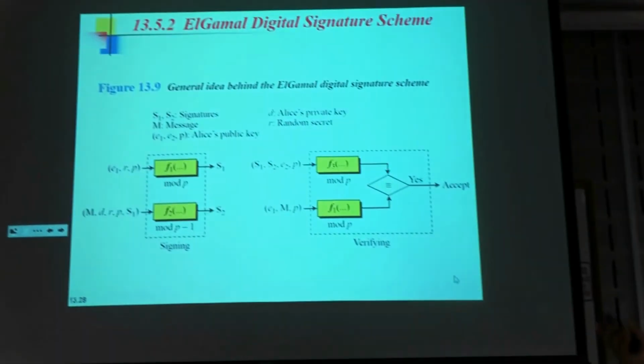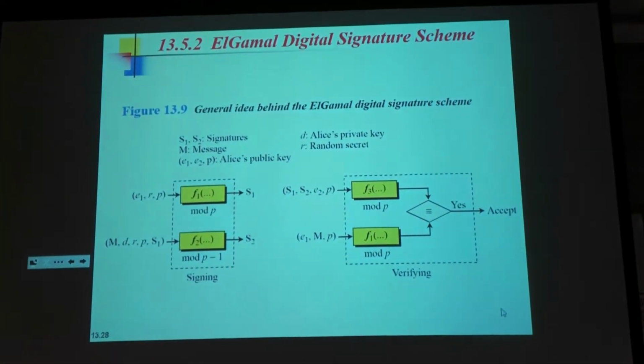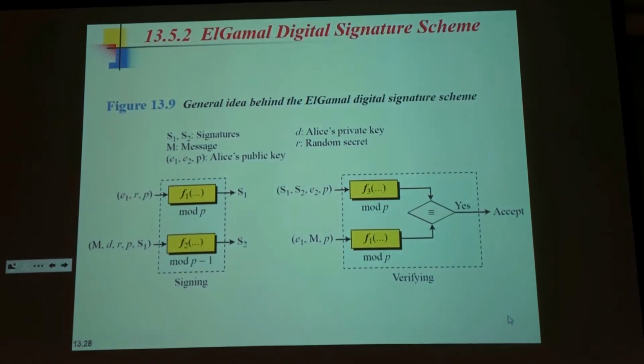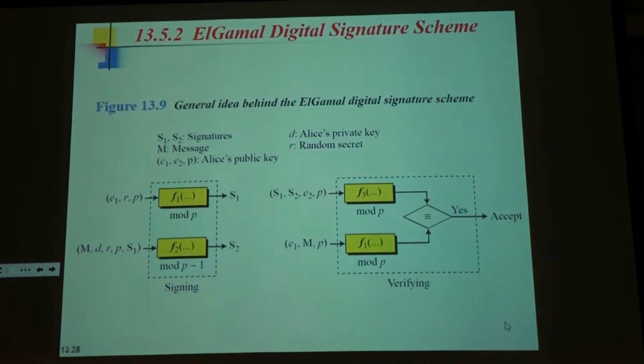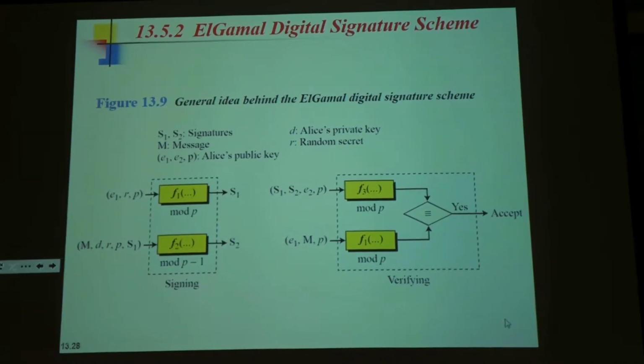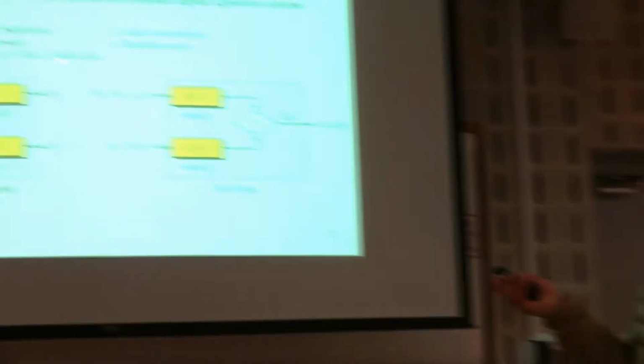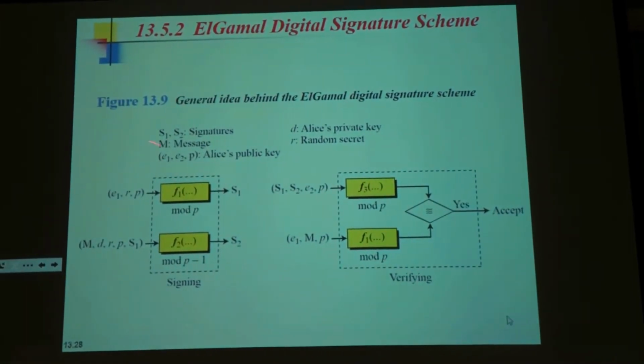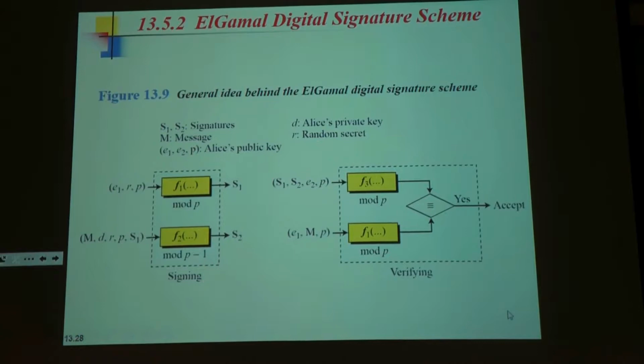Then one of the techniques we have learned for asymmetric is ElGamal. If you remember ElGamal, it creates two strings. So what you'll have is S1 and S2 as the signatures, M is the message, then E1, E2, and P. Just go back to ElGamal, it will create S1 and S2. When you send it, you send S1, S2, and E2 and P.